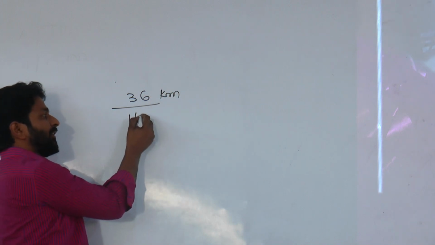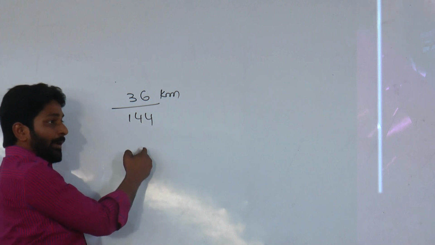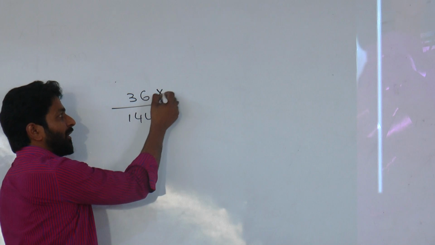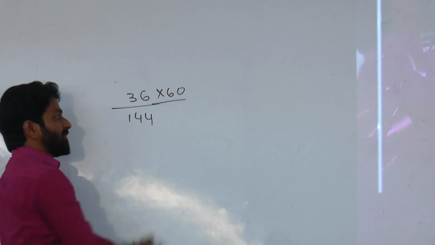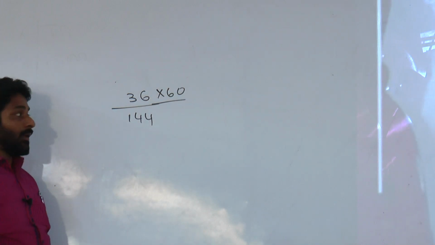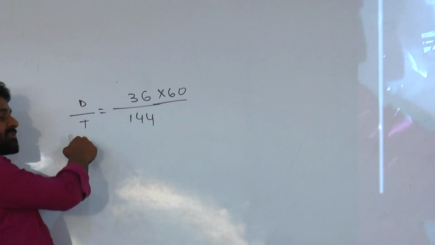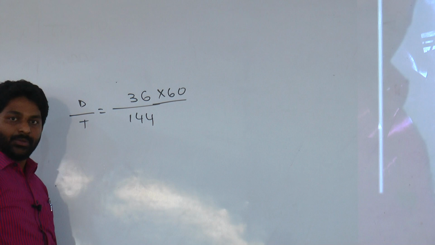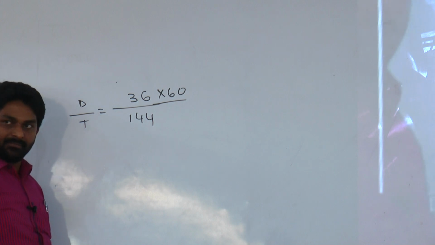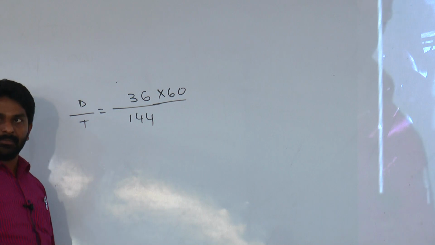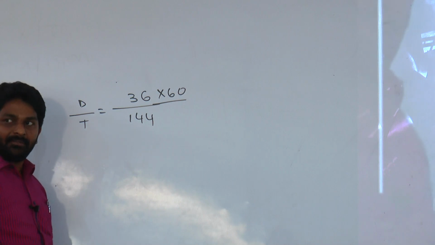So you need to convert 144 minutes to hours by dividing by 60. The denominator goes to the numerator. Is that okay? This is the total distance traveled and the total time taken. Total distance by total time in the sense? Average speed, not only speed. We are taking total distance by total time. That should always be average speed.